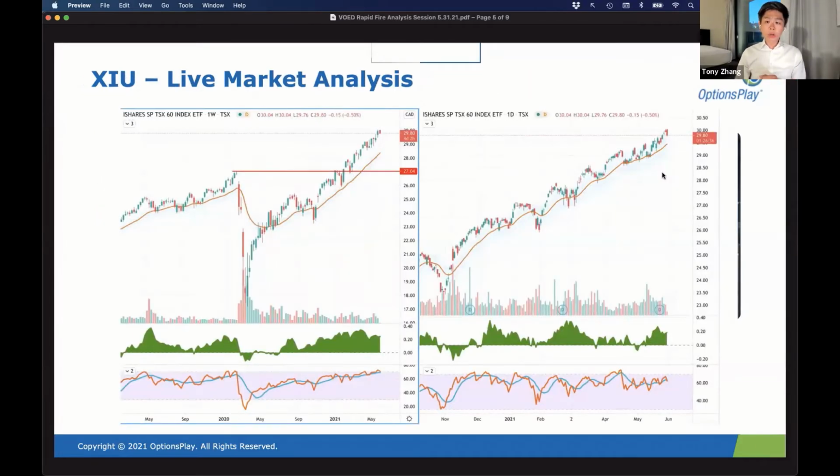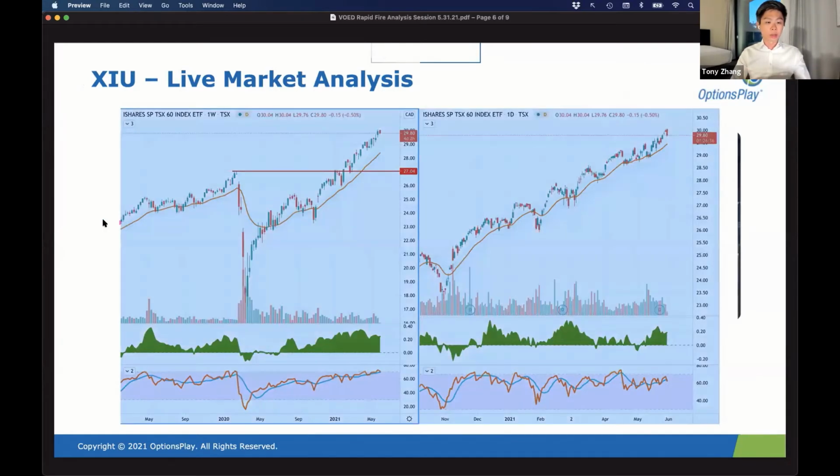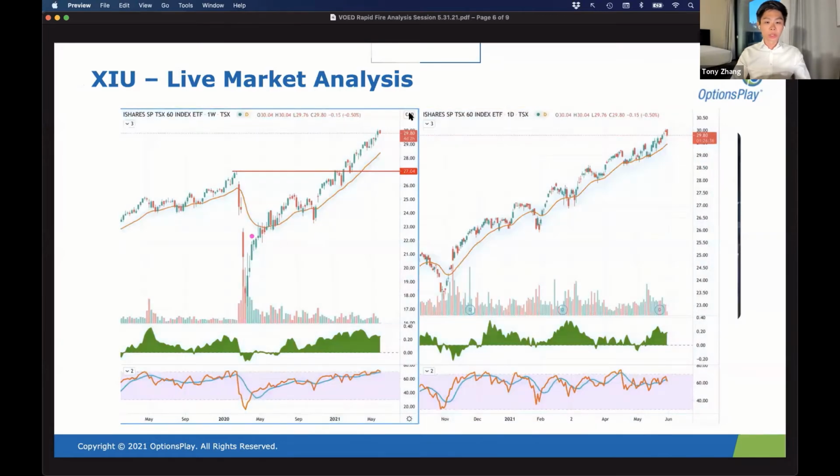So we'll start off with the broader markets with XIU, the TSX 60 index, which is in a very strong uptrend if we look at it both on a weekly chart, which is what I have on the left-hand side, and the daily chart, which is what I have on the right-hand side. And it's very much in a straight line to the upside.